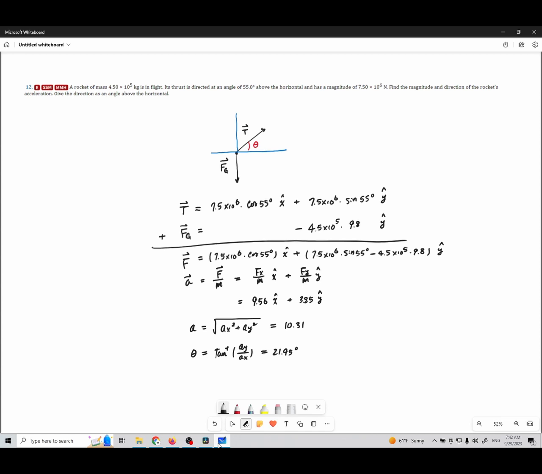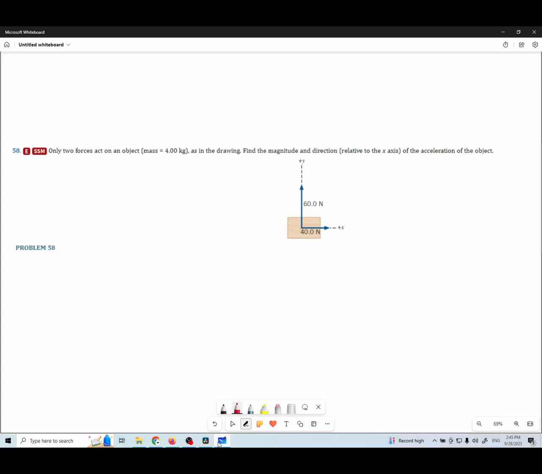Problem number 58 can be done the same way using the component method, but it will be easier to use the head-to-tail method. Here, we will move F2 horizontally so that the head of F1 meets the tail of F2. You will then draw a straight line from the beginning to the end, and right away you will see a right triangle, from which you can easily determine the magnitude and direction of the net force.